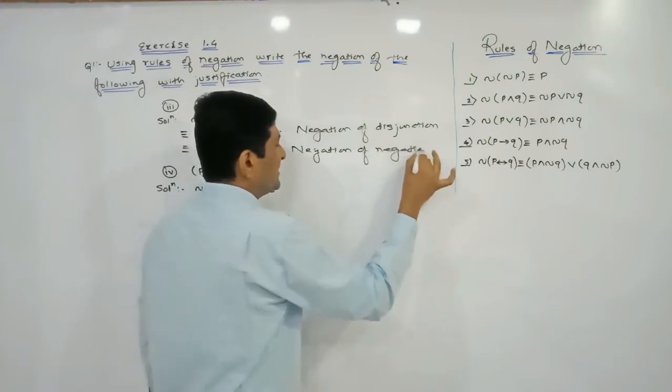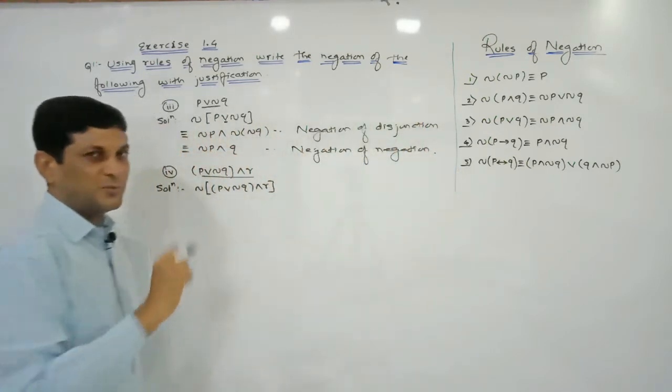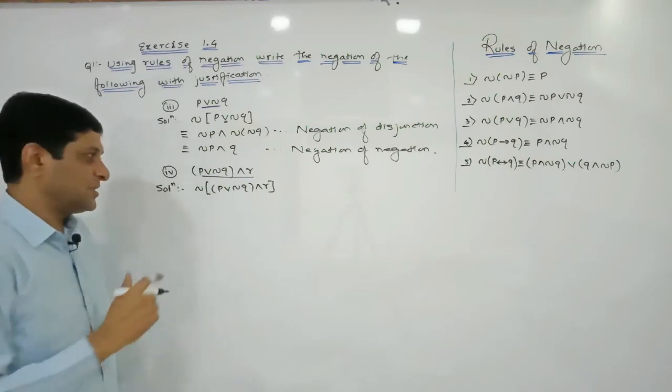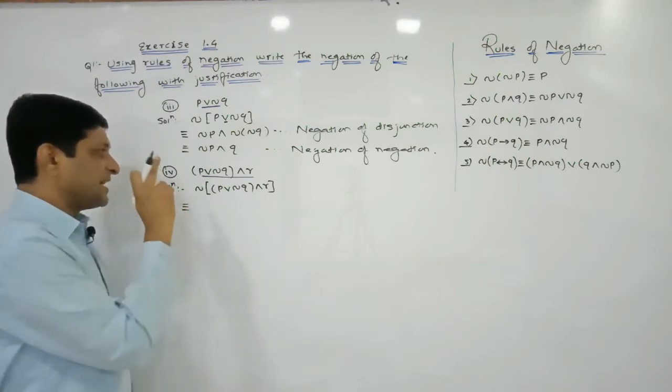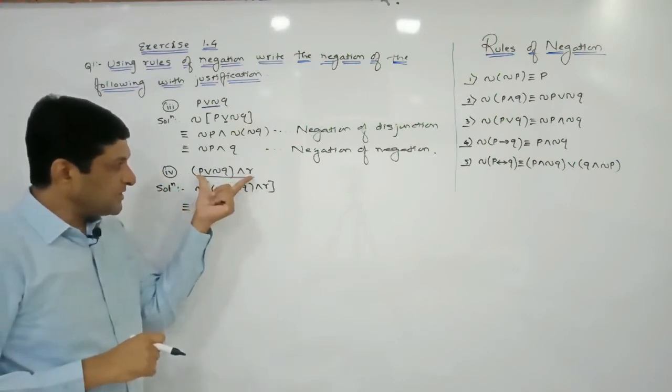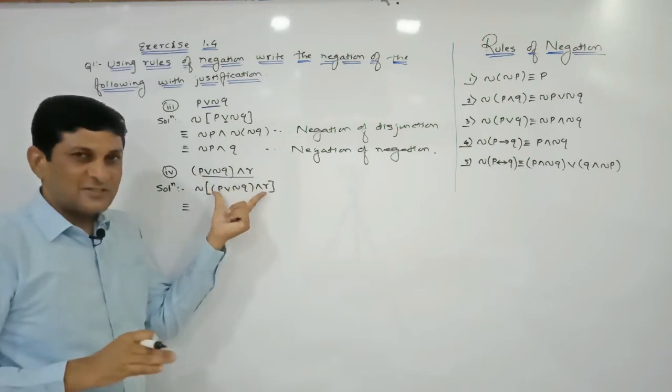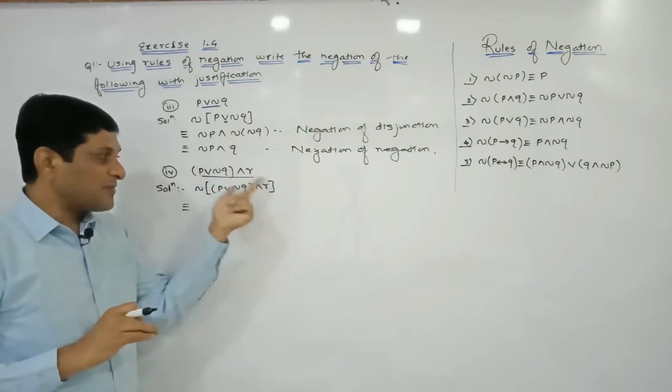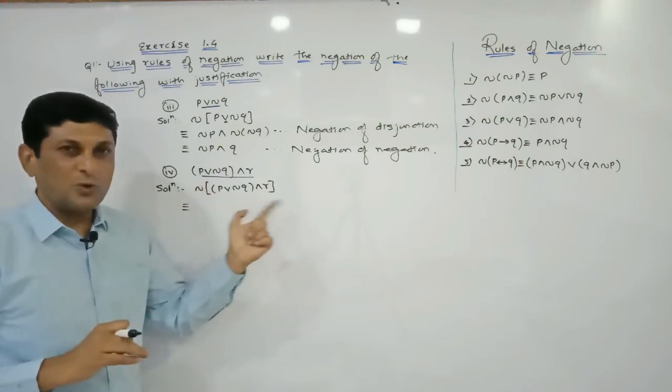So give the reason here. Negation of negation means first rule we have applied here to find out the negation. So again, now observe the example number 4. Whatever may be the given statement, first write down that statement in a square bracket, and we are finding negation of this whole statement.